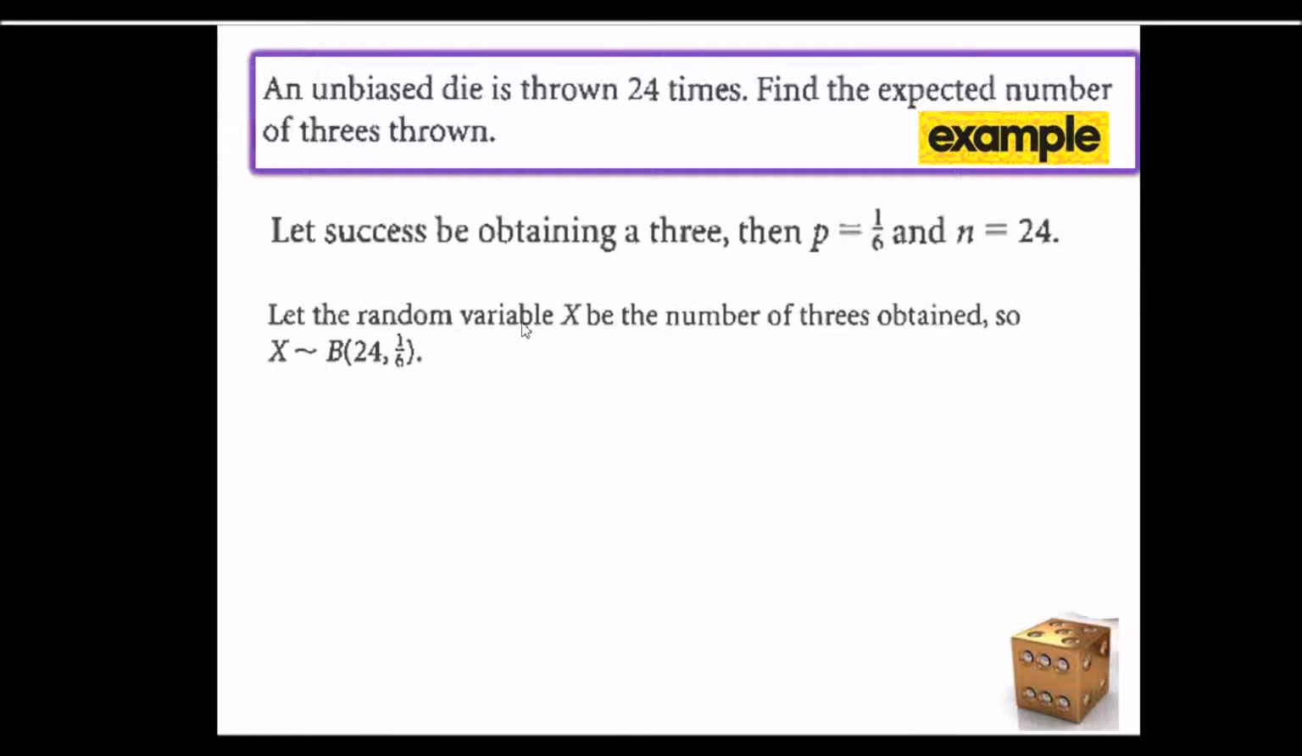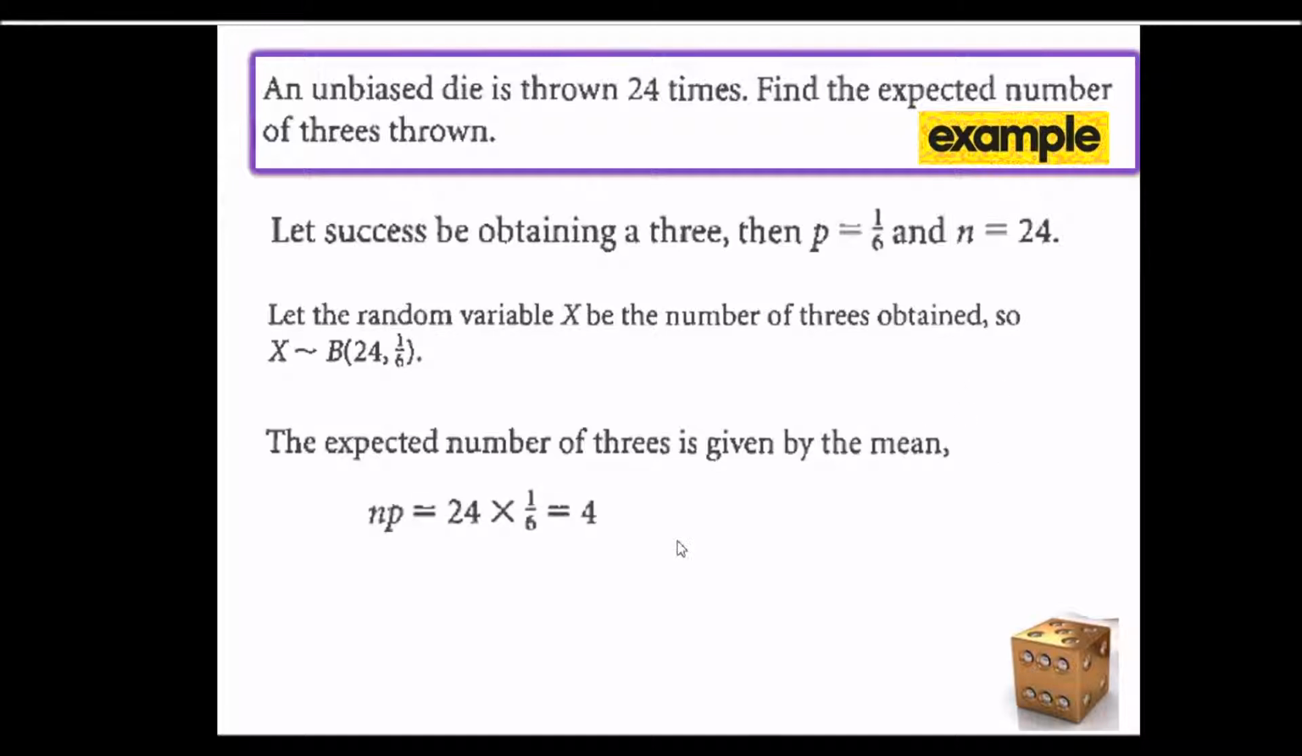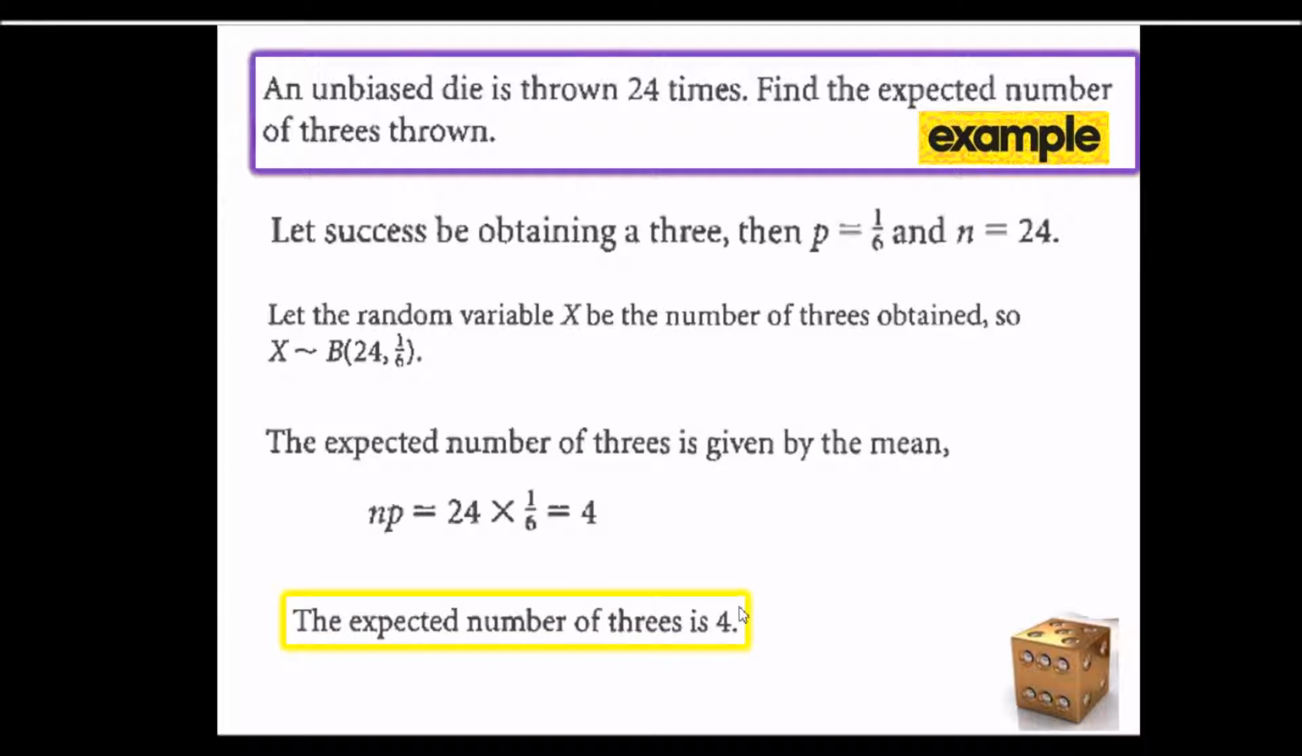Let the random variable X be the number of 3s obtained. So X is binomially distributed with n equals 24 and p equals 1/6. The expected number of 3s is given by the mean, which is np. So np is 24 times 1/6, which is 4. If she rolled the dice 24 times, we'd expect there to be 4 threes. That might seem obvious, but you might be surprised how many times in an exam, if you're asked for the expected value, people forget what it means.